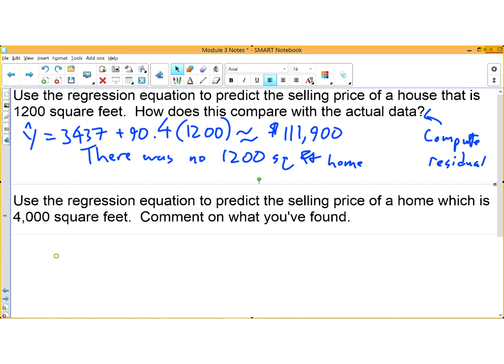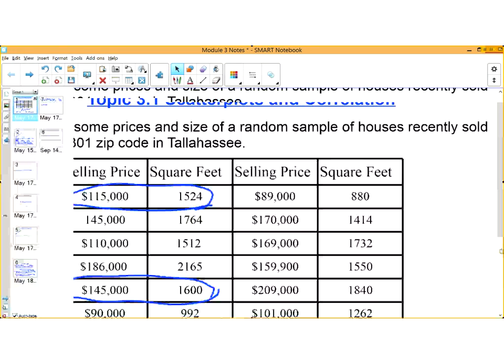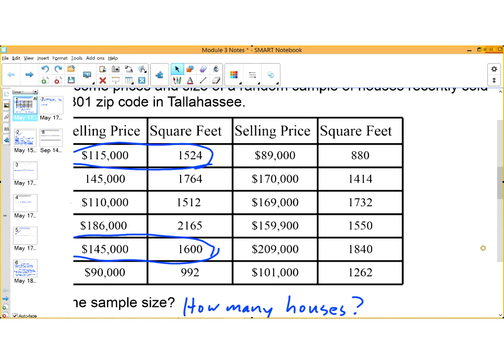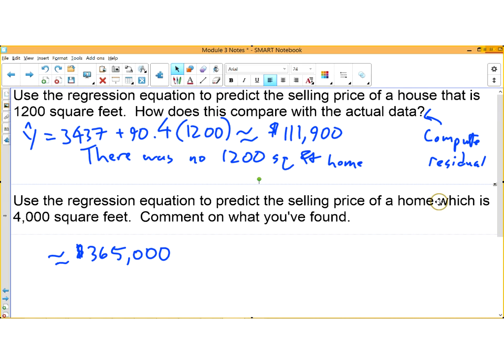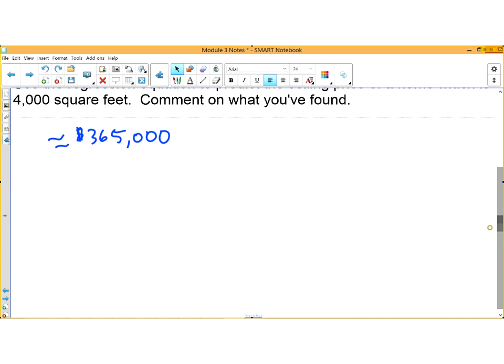Okay, and that's 365,000. That's a really expensive house, right? About 365,000. All right, but notice if we go back to our data, the largest house in the data was 2,165. So this house is almost twice as large as the largest house in the data.